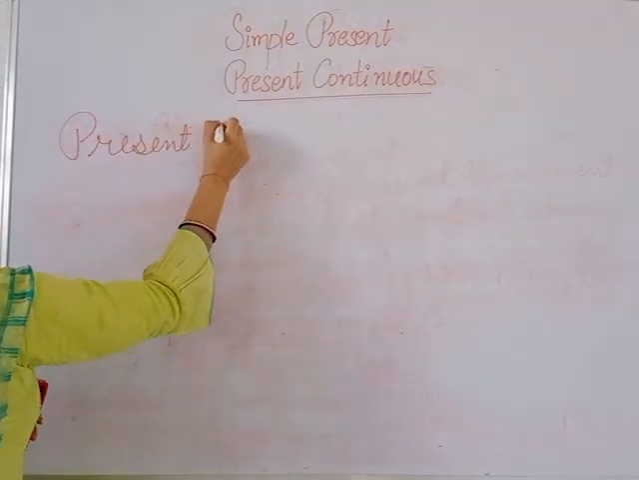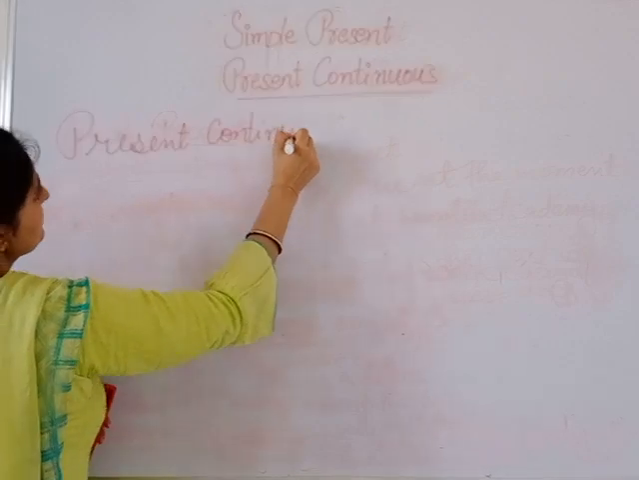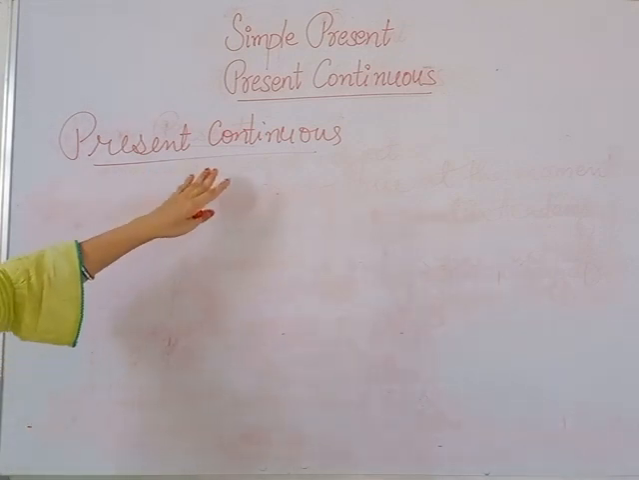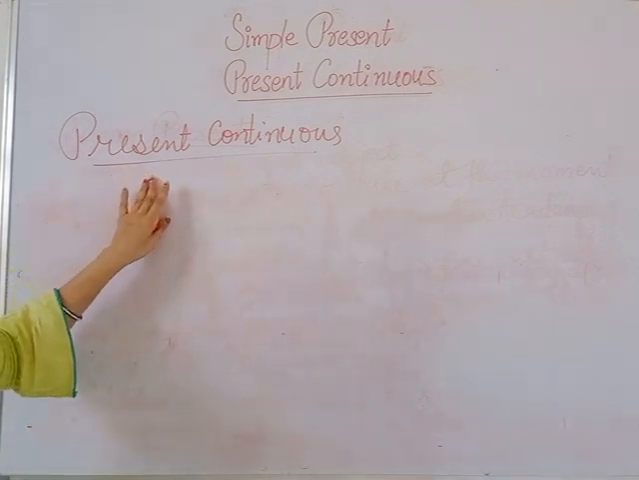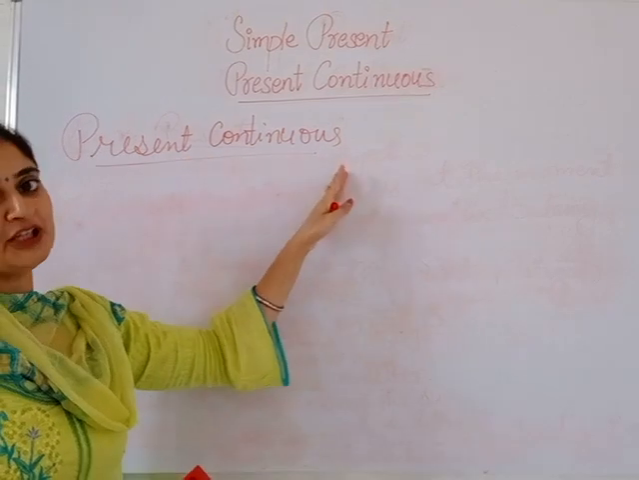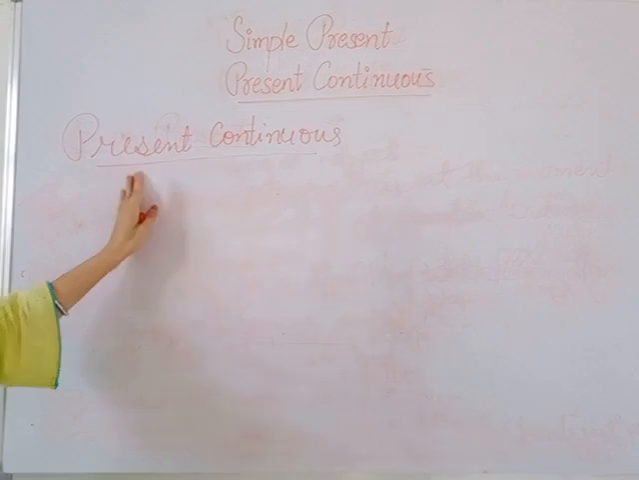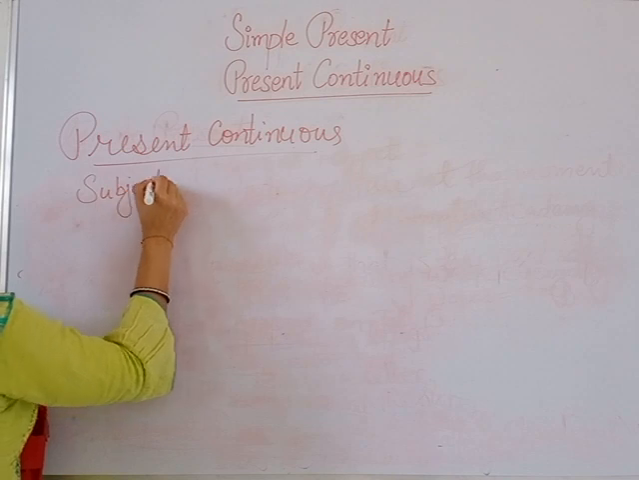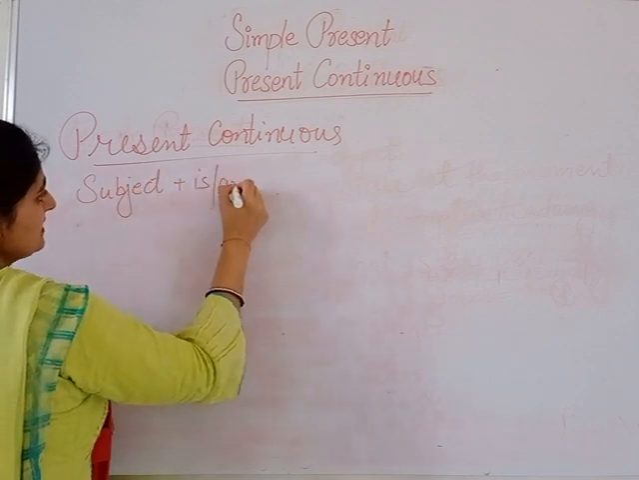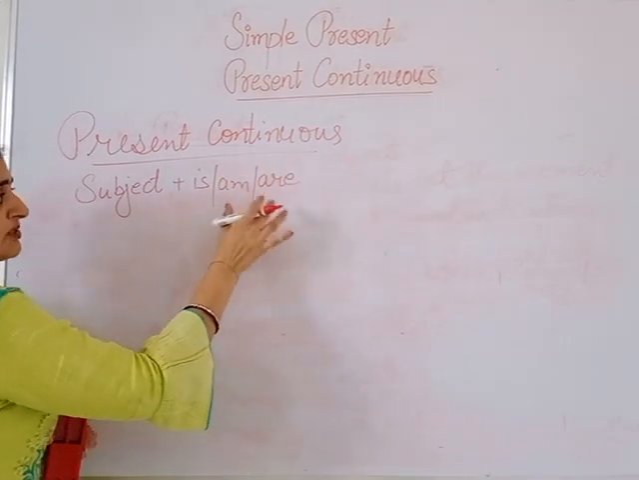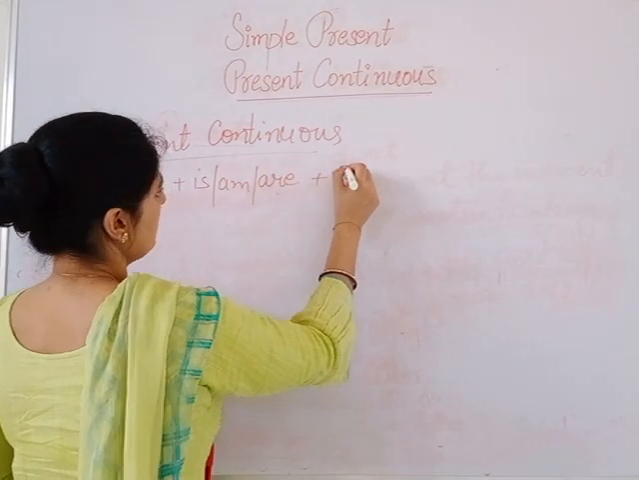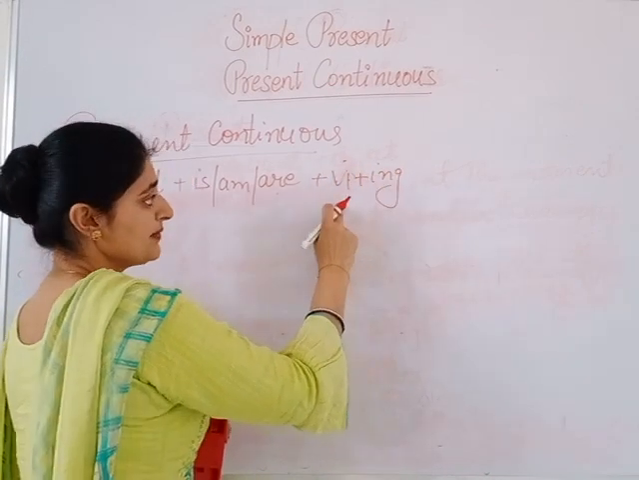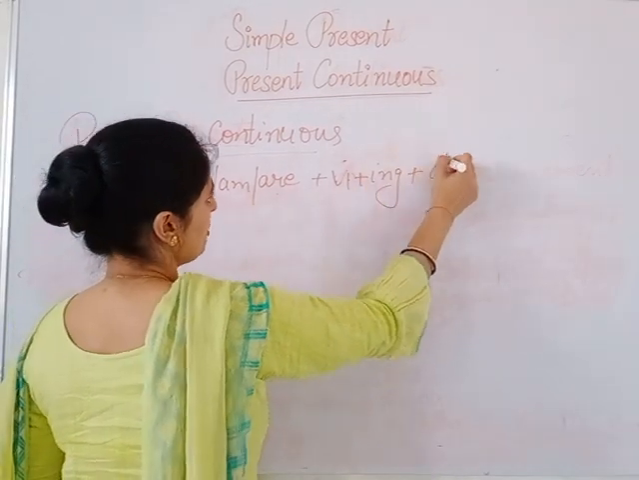Present continuous tense. As is very clear from the name itself, this tense form refers to the continuity of an action. So what is the structure rule of present continuous tense? Subject plus helping verbs is, am, are, used according to the subject, plus first form of the verb plus ing, or we can say the present participle form of the verb, plus object.